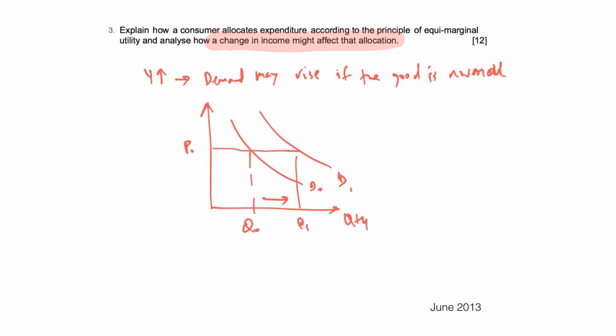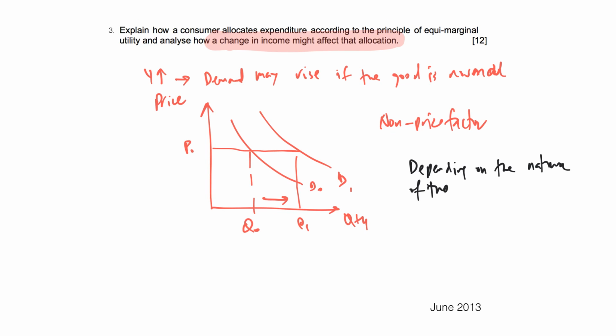Okay, so they're saying analyze how a change in income might affect that allocation. So in the end, once you explain your equimarginal principle and downward sloping demand curve, you can say that it's a non-price factor. And if the good is normal, the demand will go up. But if the good is inferior, the demand may go down. So you can write here, depending on the nature of the good, the demand may rise. Okay.